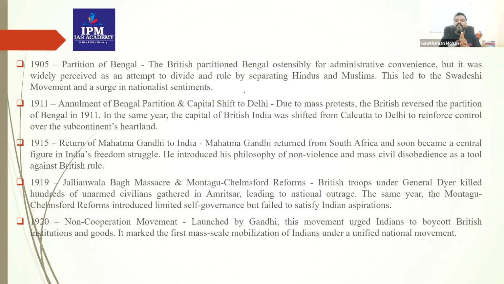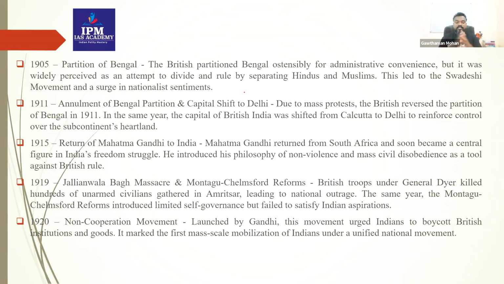1915, major incident happened, that is none other than the return of Mahatma Gandhi to India. Gandhi returned from South Africa and soon became a central figure in India's freedom struggle. And he introduced the philosophy of non-violence and mass civil disobedience as a tool against the British rule. And after he came here, he was successful in some of the initiatives he took. One is Champaran agitation, then Ahmedabad mill strike, and Kheda Satyagraha. So he was successful in that.